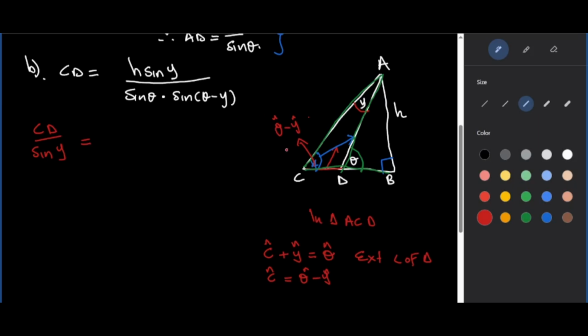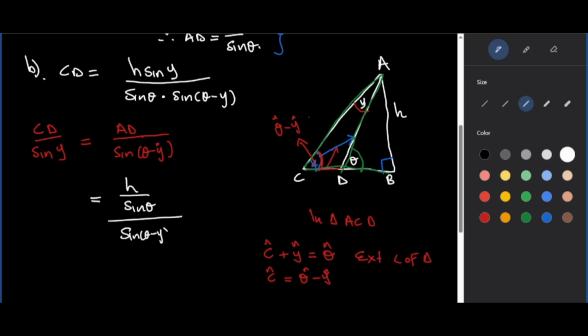So look at this. Now we know that we said we're going to use AD, which is the side. So this will be AD over the sine of that angle that is opposite to AD, which is the sine of theta minus y. I'm almost there. So what I need you to do now is substitute what you have. We know what AD is. It's h over the sine of theta. So this will be AD, which is h over the sine of theta, divided by the sine of theta minus y. And CD is the one that we are looking for.